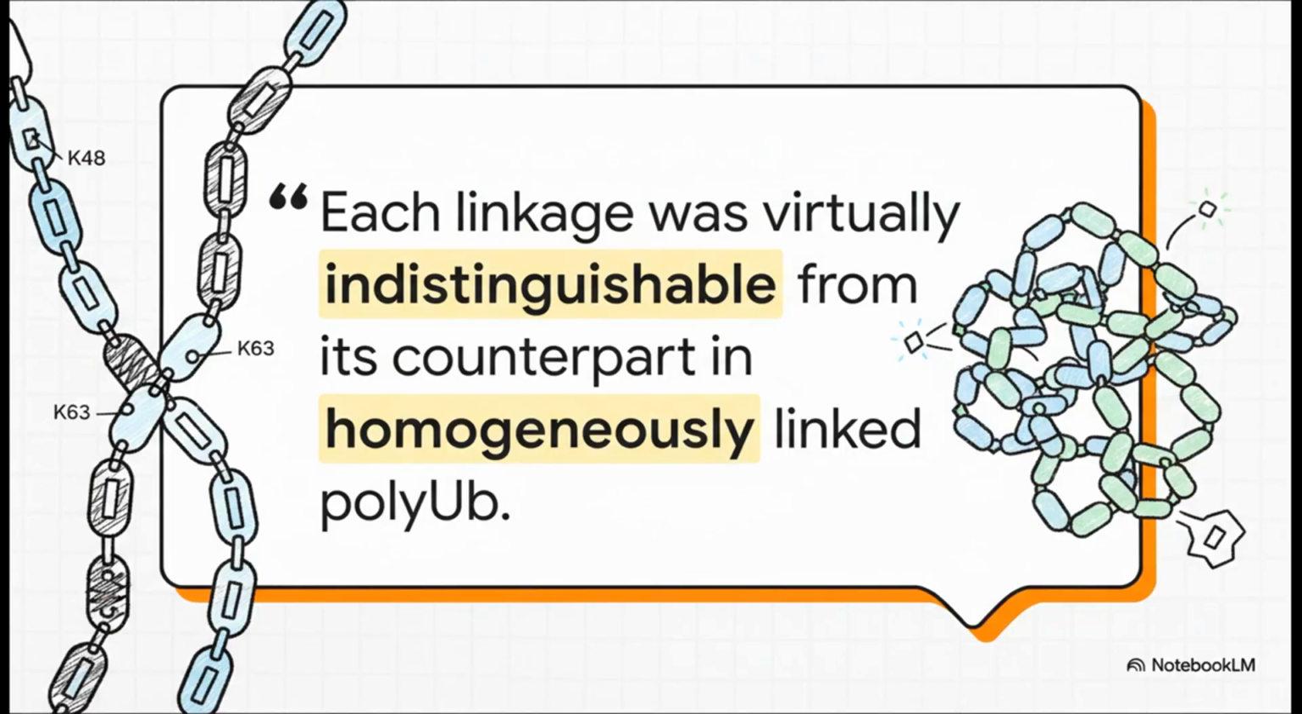And this quote from the paper really says it all. The structural and the signaling identity of each linkage is preserved. They don't get blurred together. A K48 linkage acts like a K48 linkage, a K63 acts like a K63, and that allows the cell to read both messages from a single molecule.